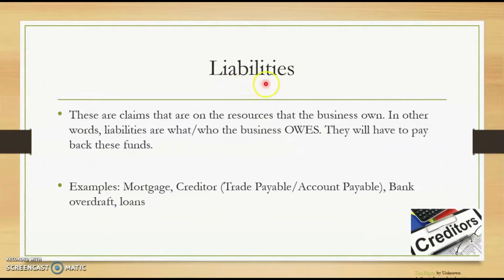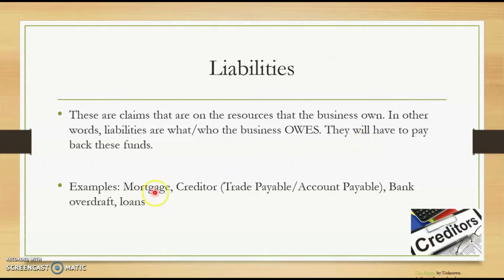We have the liabilities. Now, liabilities are claims on the resources that the business owns. In other words, liabilities are what or who the business owes. So persons, individuals, other businesses that this business that we are dealing with owes. So if we're doing things for K. Saunders' business, who are the persons that K. Saunders owes? The persons that K. Saunders owes will be the liabilities, all right? And they will have to pay back these funds.